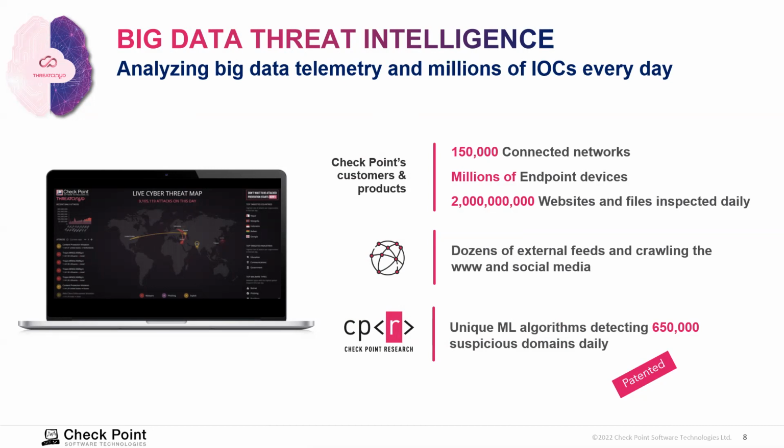Dozens of external feeds that we work with. We kind of mentioned it before. It includes governing bodies, includes our own competitors to some of them. And then we got our own unique machine learning algorithms, which detect 650,000 suspicious domains daily. So our little artificial intelligence Skynet stuff is out there checking on things and eventually will kill us all. And you see that cyber threat map that we were looking at a minute ago.